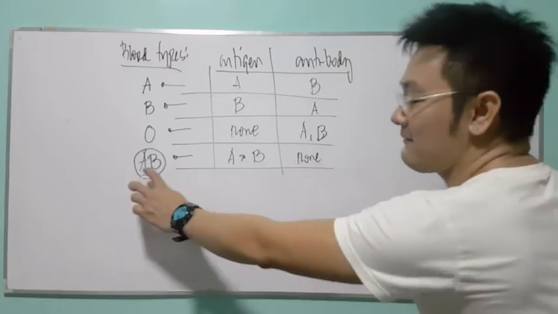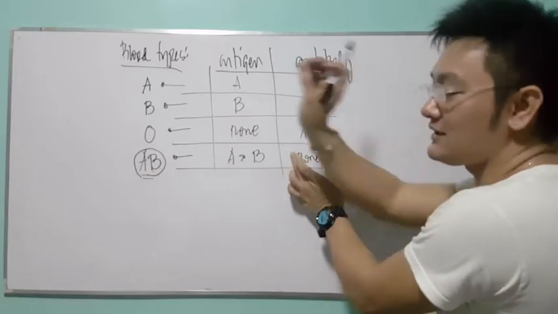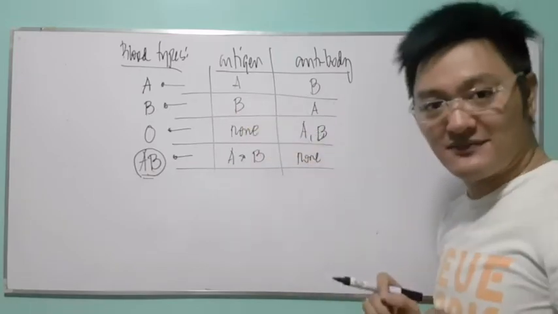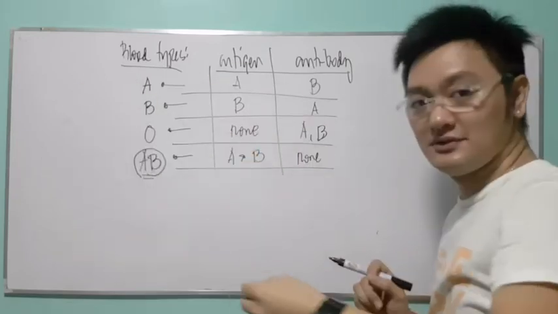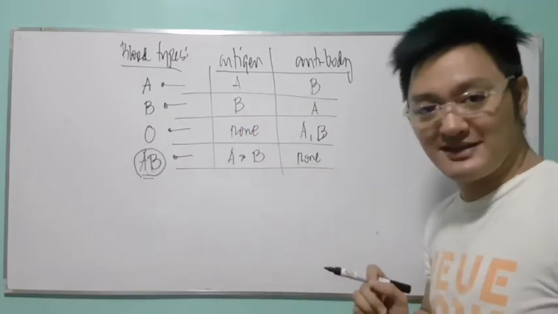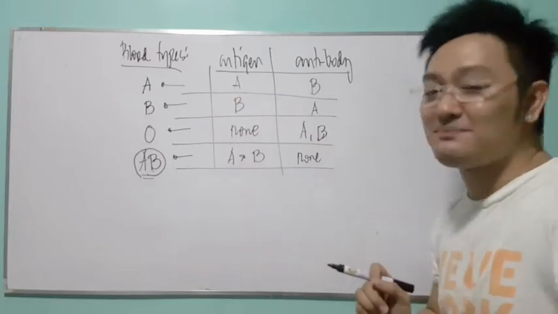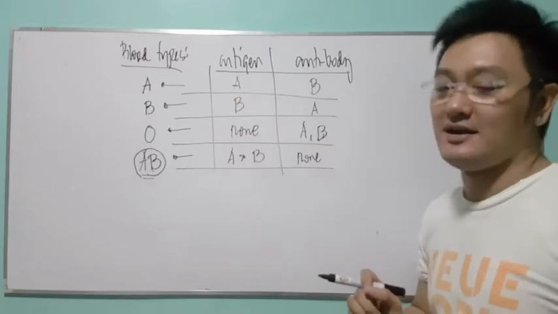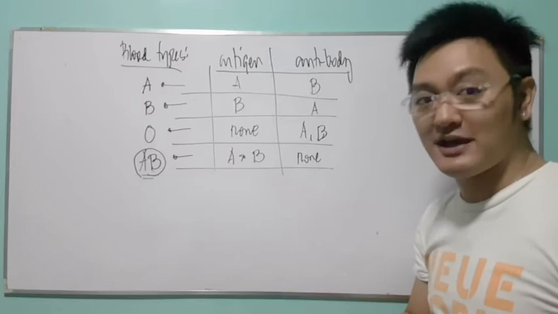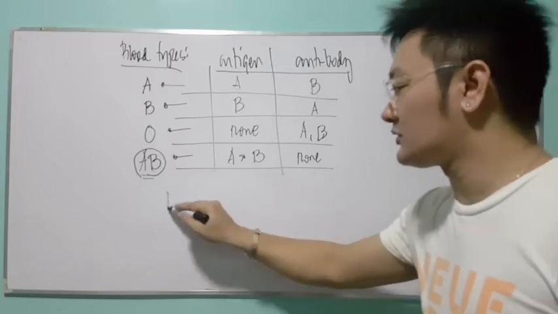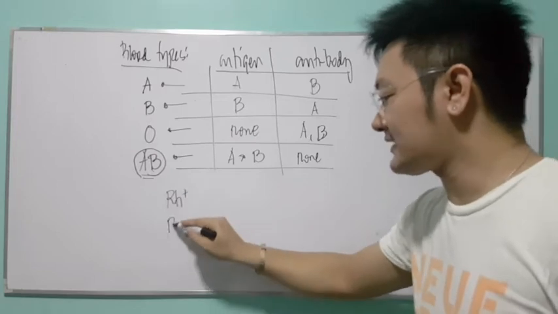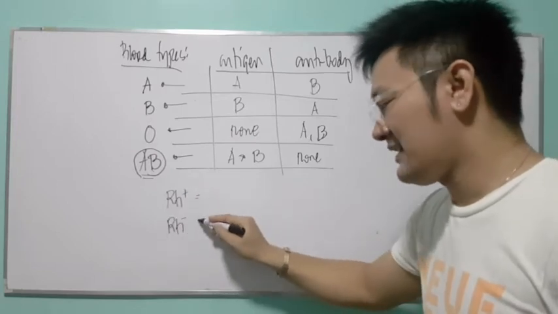Kaya nga, kung ang AB walang antibody, you can give any type of blood. Can you follow? Kung ang O walang antigen, it can give to any type of blood. Can you follow? It can donate to any patient with any type of blood because O is the universal blood donor. Can you follow?